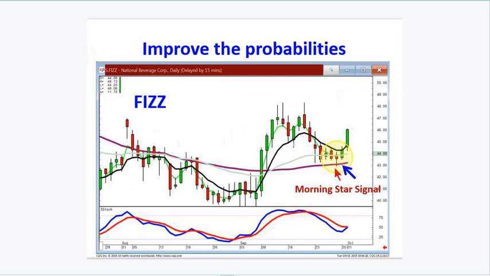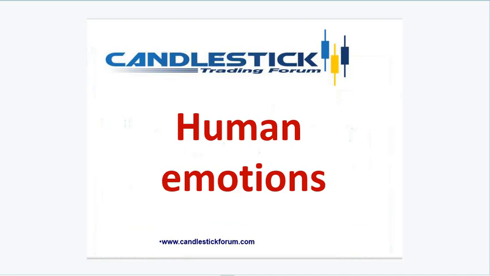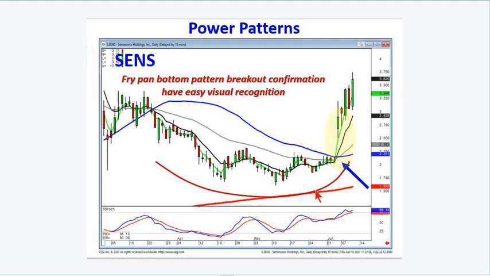Another morning star signal, right smack dab off the 50. Stochastics coming up. That tells me I've got a much better prospect of buying. What really creates these reversals is nothing more than human emotions. Anytime we can see a pattern setup right at a resistance level that everybody else is watching, what do we expect coming out of a fry pan bottom? A big breakout. And what makes it more relevant? They did the breakout right here at the 50-day moving average.